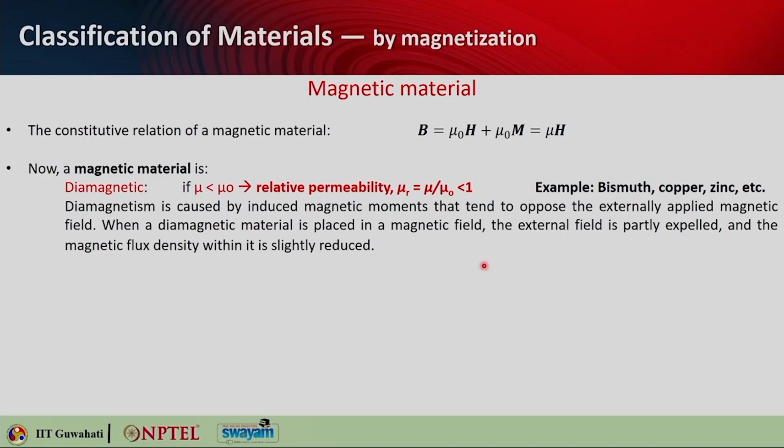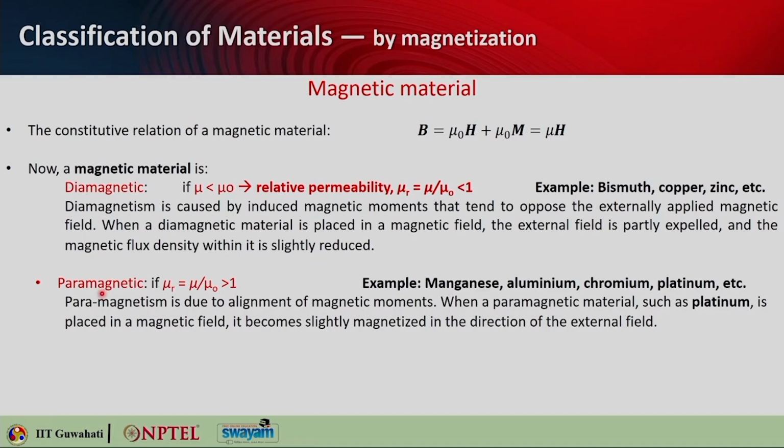So in this kind of material, diamagnetic material, it is caused by the induced magnetic moments. They tend to oppose the externally applied magnetic field. So when a diamagnetic material is placed in an external magnetic field, the external magnetic field is partly repelled and the magnetic flux density inside the material slightly reduces, and that is how the permeability is reduced relative to the surrounding vacuum. So that is why mu r is basically less than 1.